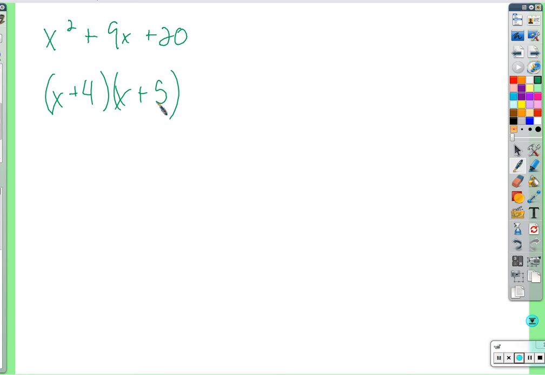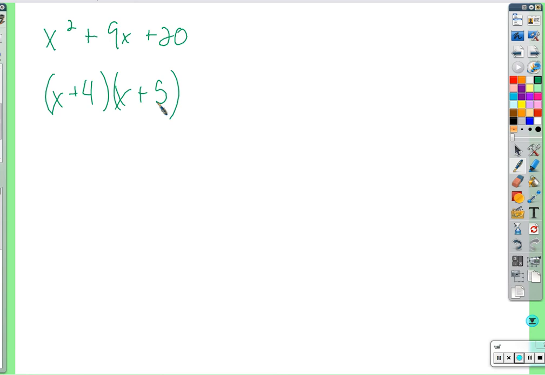You can ask yourself, what adds to 9? That's a lot of things. But if you ask yourself, what multiplies to 20? That's a lot less things. There's a lot fewer combinations that multiply to 20 than add to 9. Right. So break down 20 into its factors.